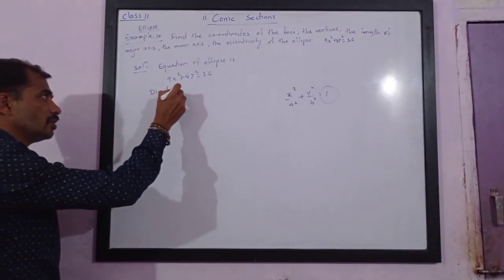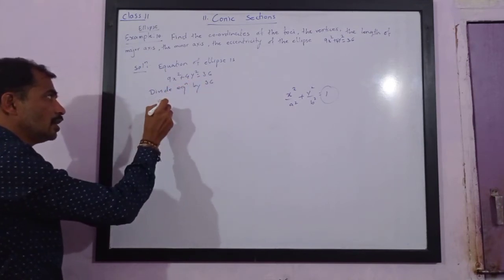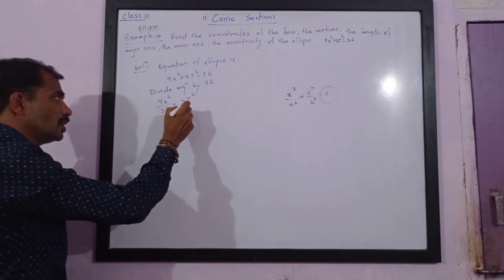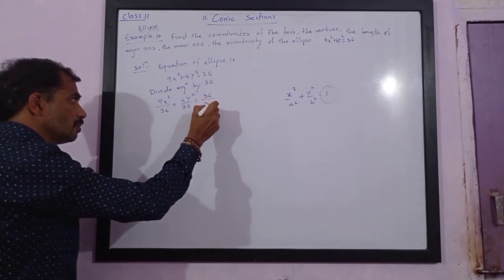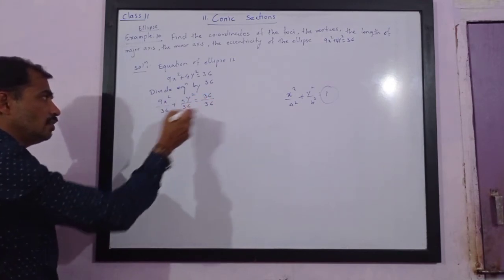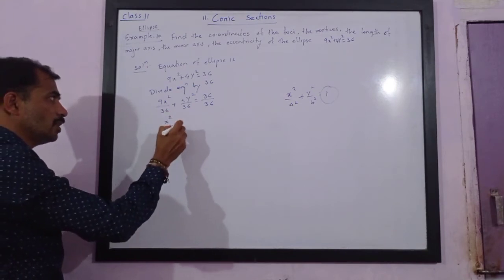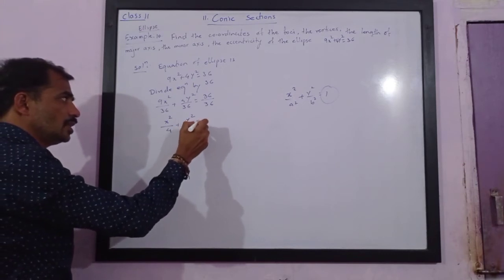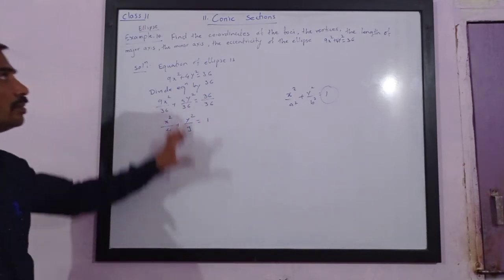Divide the equation by 36. So you will get 9x square upon 36 plus 4y square upon 36 is equal to 36 upon 36. This is reducible. We will get x square upon 9, 4 nines are 36, plus y square upon 4, 9 fours are 36, is equal to 36 ones are 36. So we have got the equation in standard form.